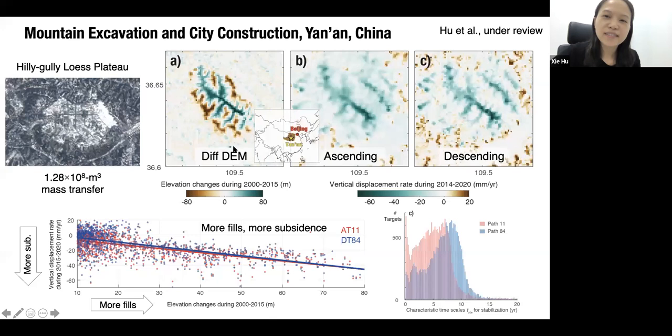And here in Yan'an is experiencing unprecedented man-made excavation. People also say this is a huge surgery to the crust, to the earth system. Here, the government is cutting the hills and filling the gullies, and the surface topography has been changed by positive 18 meters. Our InSAR observation suggests there will be higher subsidence rates in the areas with more fill, and our statistical analysis suggests that it needs one decade to reach the stabilized condition.